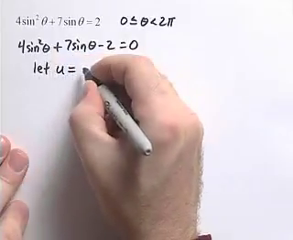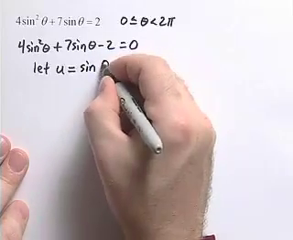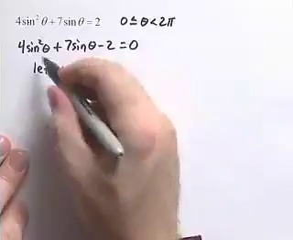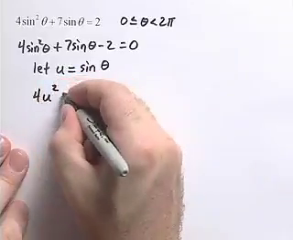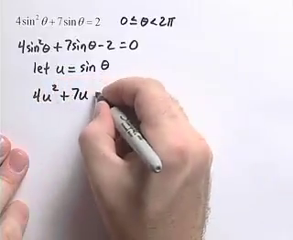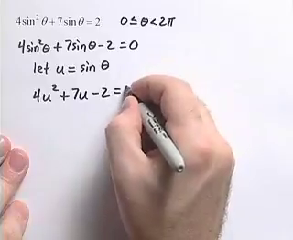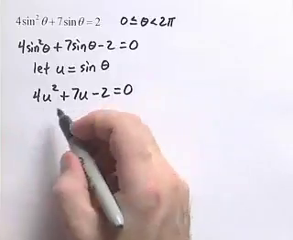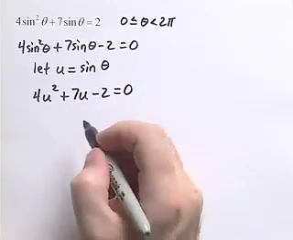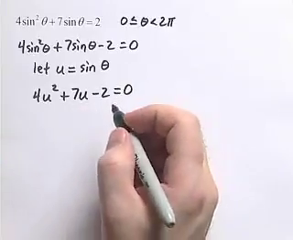We're going to let u equal the sine of theta. If we do that, rewrite our equation, we'll have 4u squared plus 7u minus 2 equals 0. Now this is a quadratic equation in u. We can solve that how we've solved quadratics before. We'll try to solve that by factoring.